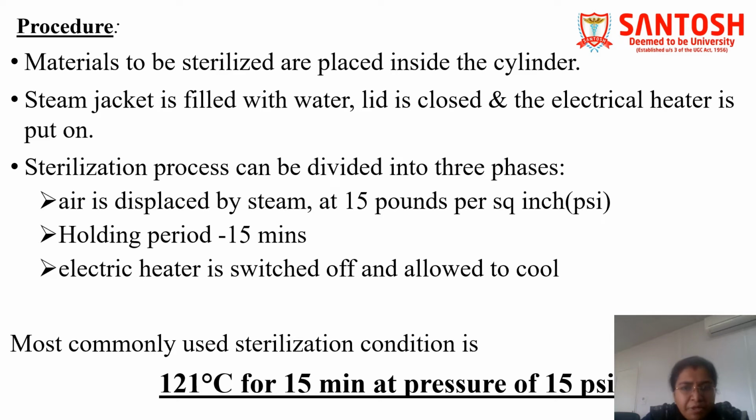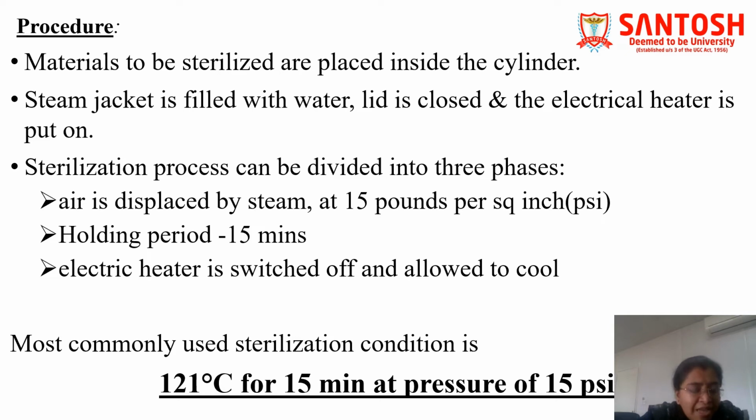The sterilization process can be divided into 3 phases. First, the air is displaced by steam. Whatever air is present inside will be displaced by steam at 15 pounds per square inch. So this is the pressure, 15 pounds per square inch. Then there is a holding period. When this pressure is achieved, we have to wait for 15 minutes. So this time period is known as the holding period. And once this holding period ends, the electric heater is switched off and allowed to cool.